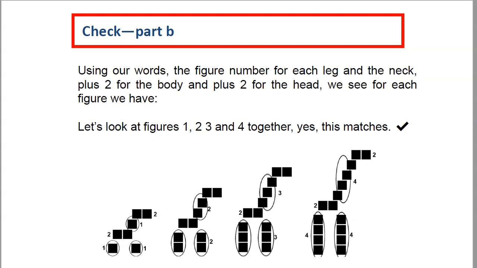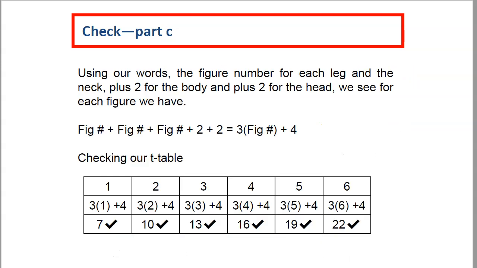Using our words, the figure number for each leg and the neck, plus 2 for the body and 2 for the head, we see in each figure we have that, and so we check and we have that in each case. Using our words, we can write that as 3 times the figure number plus 4, which we can check in our table.